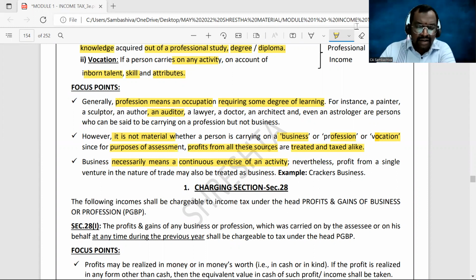Next, business necessarily means a continuous exercise of an activity, right? See, business doesn't need to be in a regular course. It need not be 24/7, 365 days. You need not be engaged in that activity continuously. You can see profits from a single venture in the nature of a trade may also be treated as business. Example, crackers business. The crackers business is a seasonal business, sir. Hardly will it have a season of 6 months in a year.